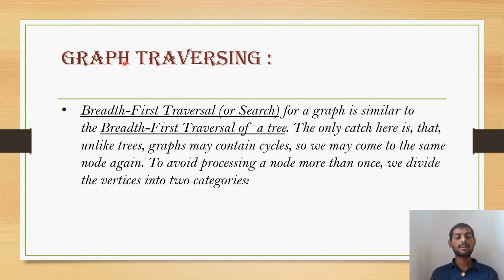Now see how a graph is traversed using breadth first search. It is similar to traversing a tree, but the only difference here is that graphs may contain cycles, so we may come to the same node again. That is a complexity in this case. To avoid such complexity, we use this technique to traverse a graph.